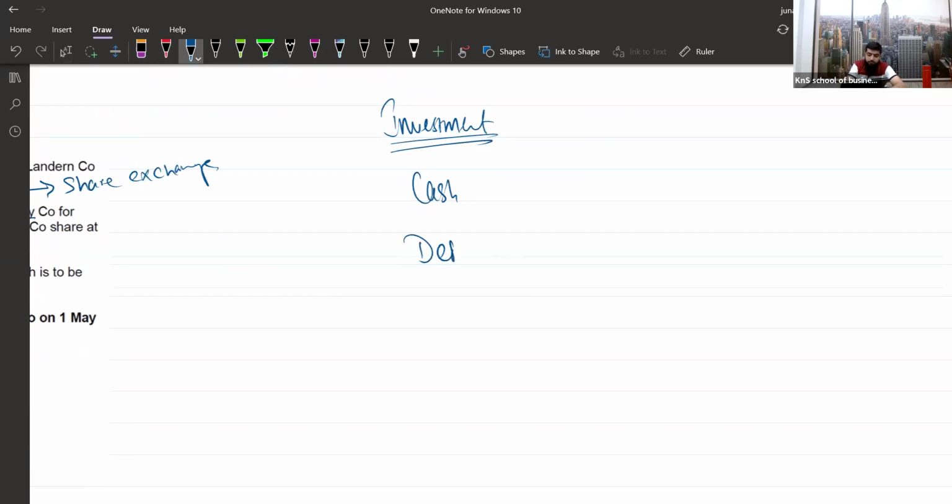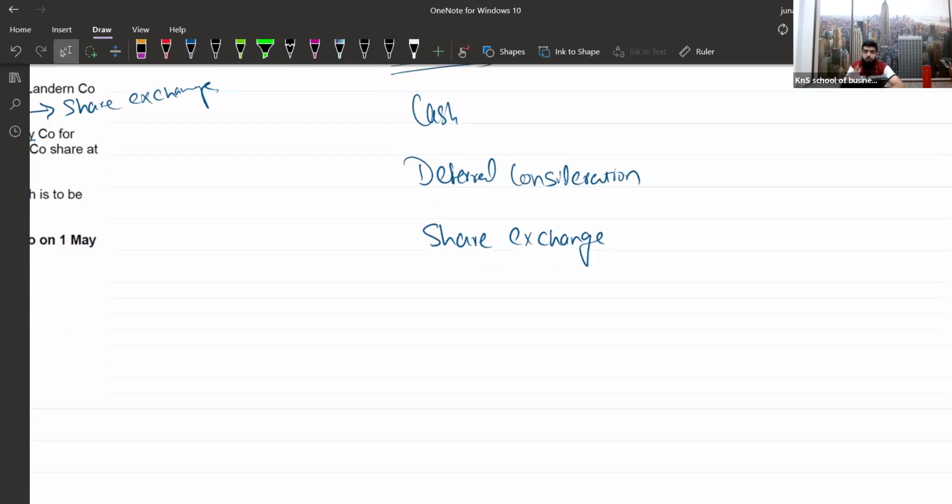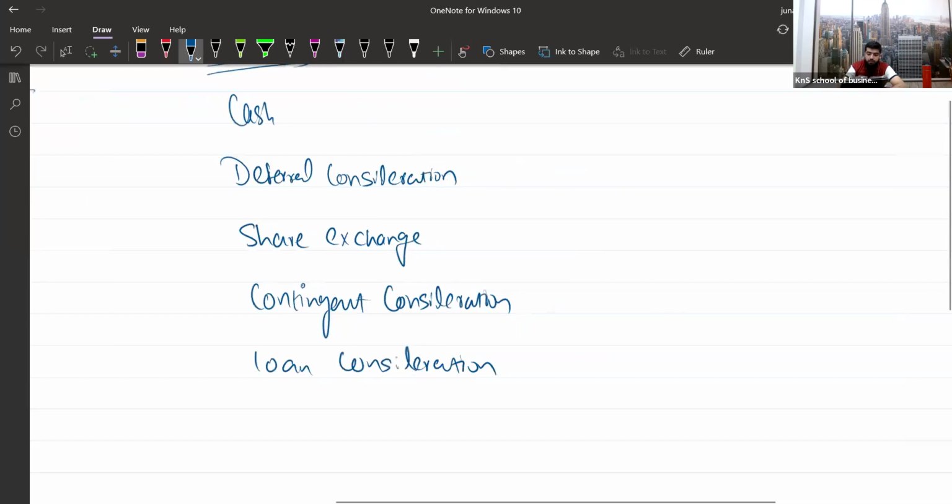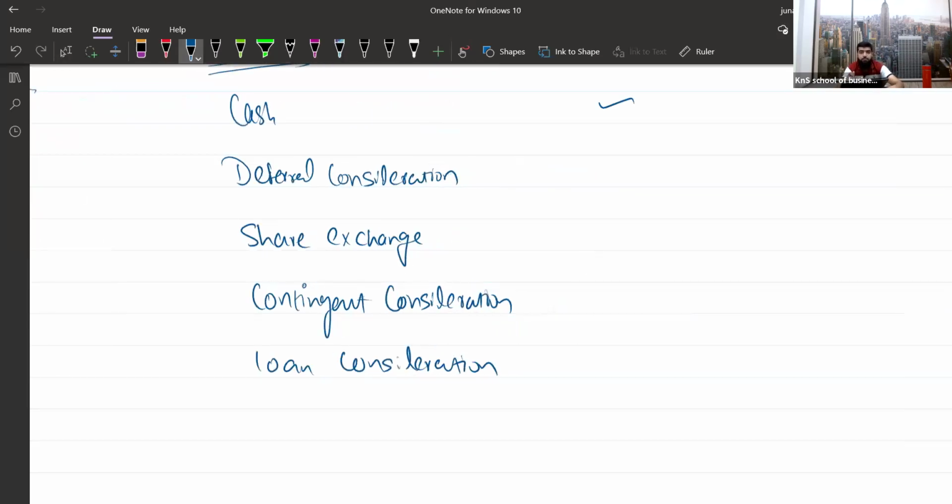The second one is the deferred consideration, as this is also tested over here. The third is the share exchange. Number one, the cash consideration, the deferred consideration, the share exchange, and the fourth one is the contingent consideration. And the other one is the loan consideration. At times the parent company gives the cash consideration. At times the parent company promises to pay a certain amount after a certain time period. That is known as what? The deferred consideration. At times the parent company issues some of its own ordinary shares.